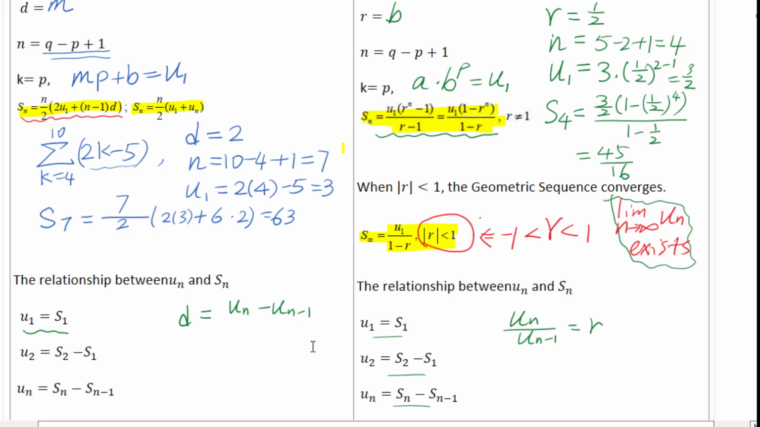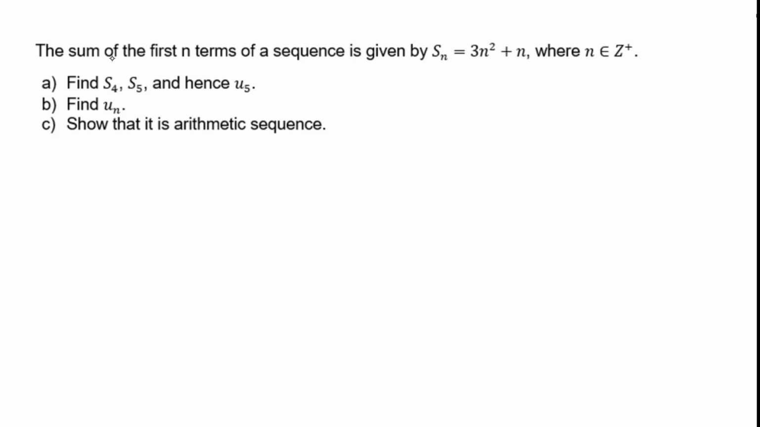Let's look at one example. The sum of the first n terms of a sequence is given by S sub n equals 3n squared plus n, where n is all positive integers. Find S sub 4, S sub 5, and hence U sub 5.